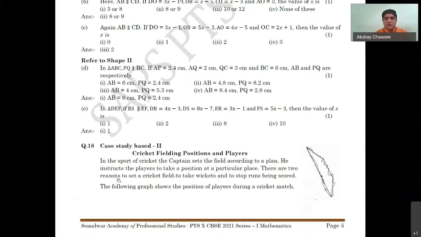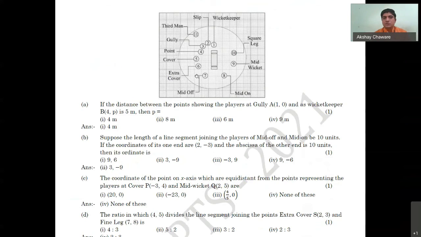Now in question number 18, a very interesting case study, cricket fielding positions and players. In the sport of cricket, the captain sets the field according to the plan. He instructs the player to take the position at a particular place. Now there are two reasons to set a cricket field: to take wickets and to stop runs being scored. The following graph shows the position of players during a cricket match.